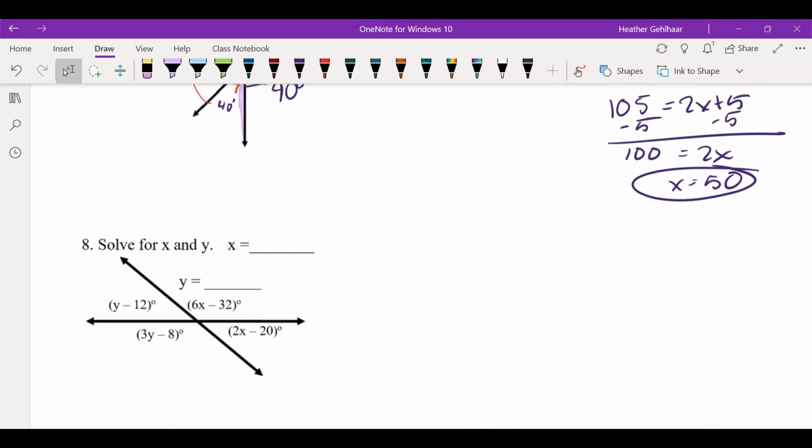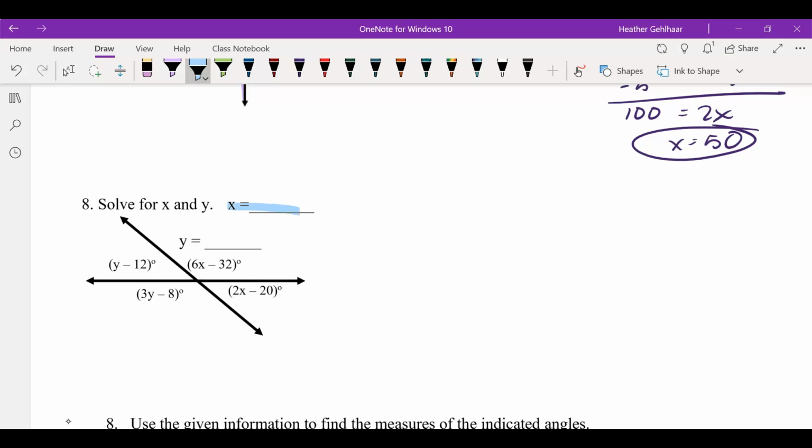Okay, next example here. This is a tricky problem just because there's so much going on. We need to find what x equals and what y equals. And y just somehow shifted down there, so don't worry about where the placement is physically right now in this example. Here we know that these two have y's in them. These two here have x's in them. So I can't do y minus 12 plus 6x minus 32 equals 180 because we have two different variables.